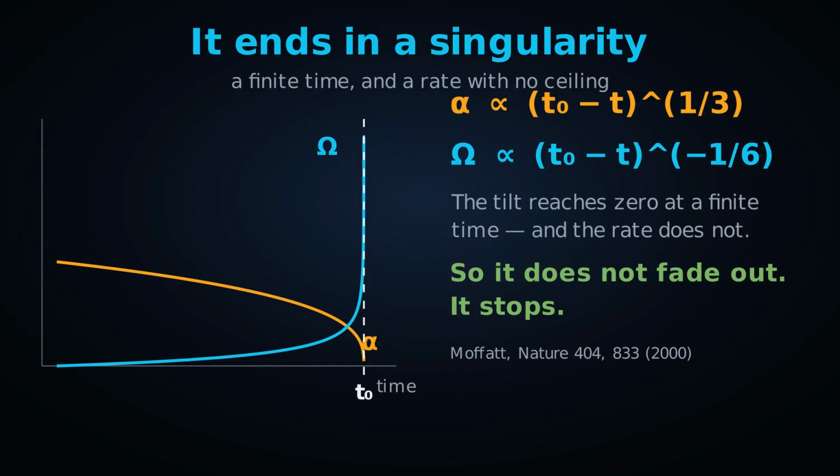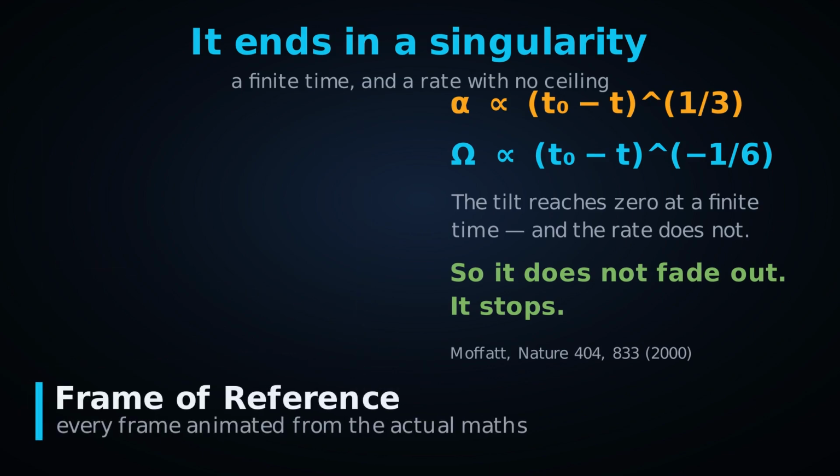Which mechanism drains the energy is still argued over. Every candidate gives the same shape, a last instant with no last rattle in it, so a coin does not wind down. It runs out of angle, and the sound simply ends.